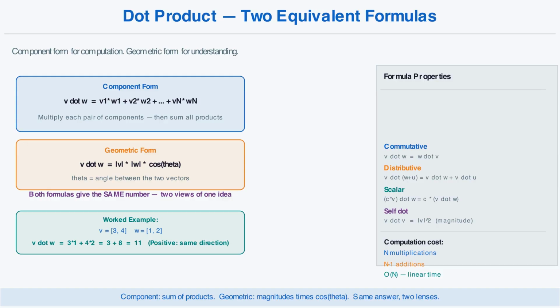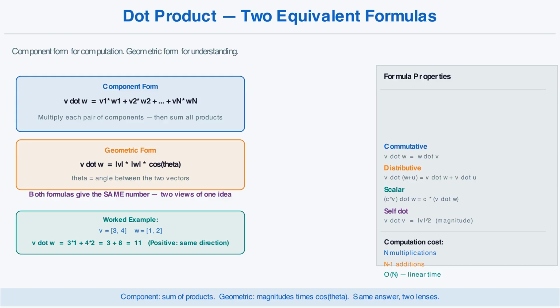The second formula is the geometric form. The dot product equals the magnitude of v, that is its length, times the magnitude of w, times the cosine of the angle theta between them. These two formulas give exactly the same number. They are two lenses on the same idea. The component form is what you compute with code. The geometric form is what tells you what it means.